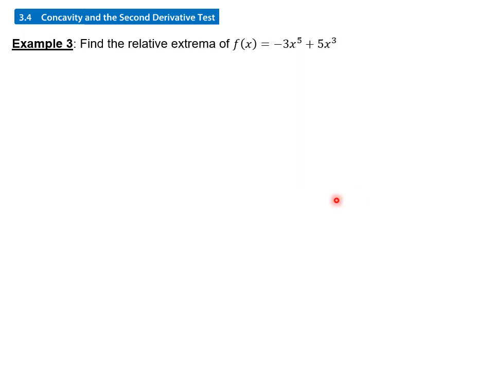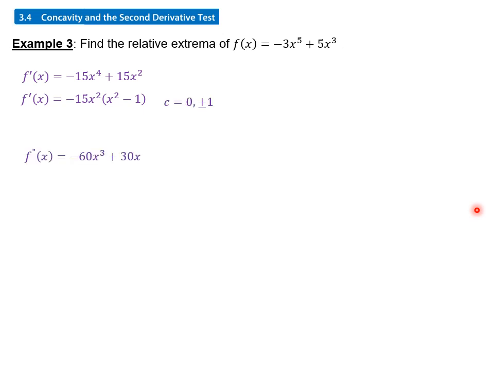So the last example is going through that process. First derivative, negative 15x to the 4th plus 15x squared. Can pull out a negative 15x squared, which leaves us x squared minus 1. So our critical values are 0 and plus or minus 1. Second derivative, negative 60x to the 3rd plus 30x. Pull out a negative 30x, which gets us negative 30x times (2x squared minus 1). Our critical values are 0, and what makes this 0 would be plus or minus square root of 2 over 2.